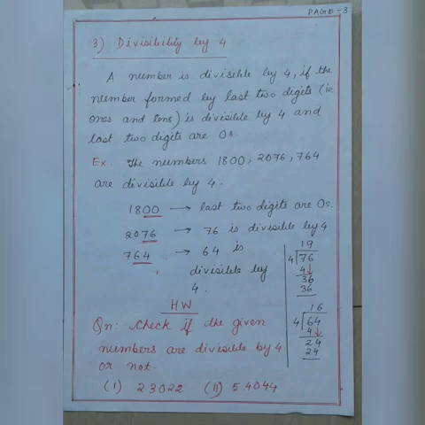1800, the last two digits are zeros, so directly we can tell it is divisible by 4. But 2076, the last two digits are 7 and 6, so it is 76. I shall check if 76 is divisible by 4. I have done some rough work in the right hand side. You can check, 76 is divisible by 4, so 2076 is also divisible by 4.